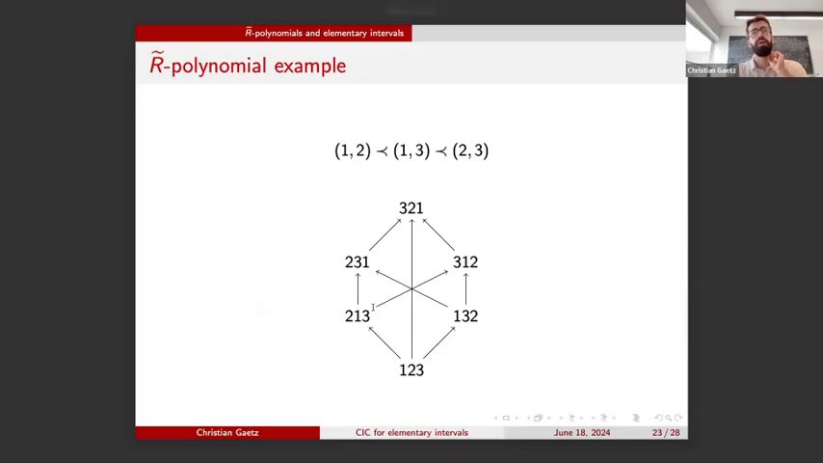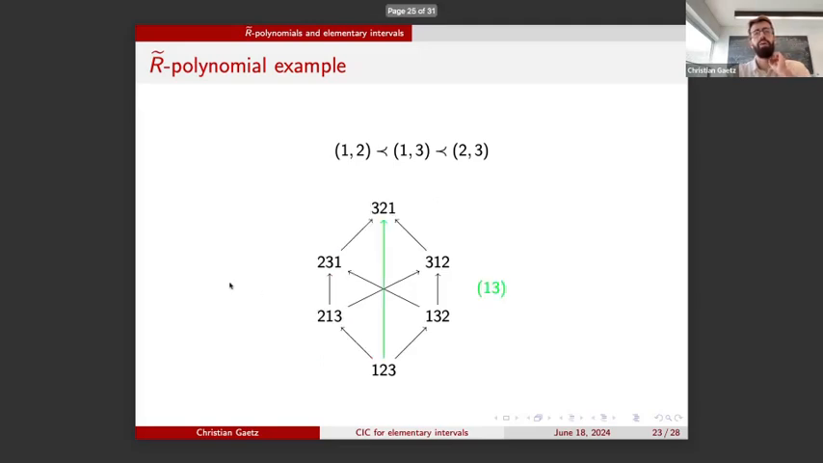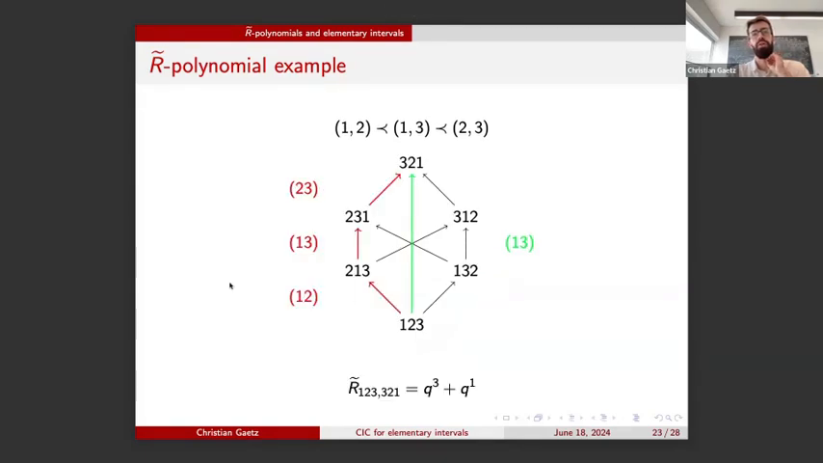So first, let me give you an example of how the R tildes work. So in S3, we've chosen the reflection order on top. This is the Bruhat graph. If we look at increasing paths, there's this one increasing path of length 3 and one increasing path of length 1. So the R tilde polynomial is q cubed plus q.